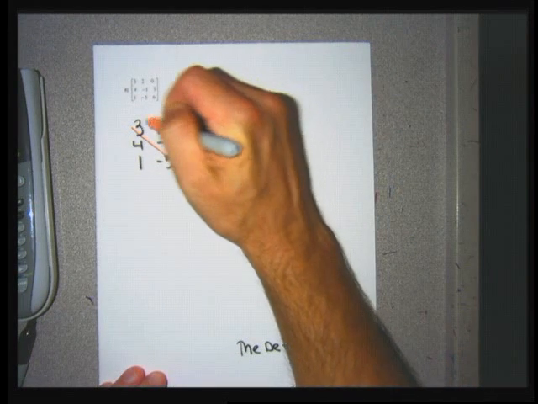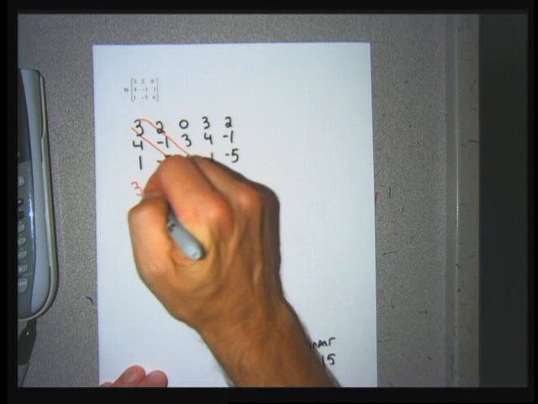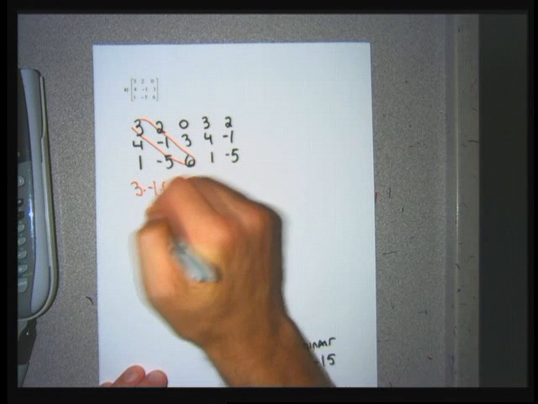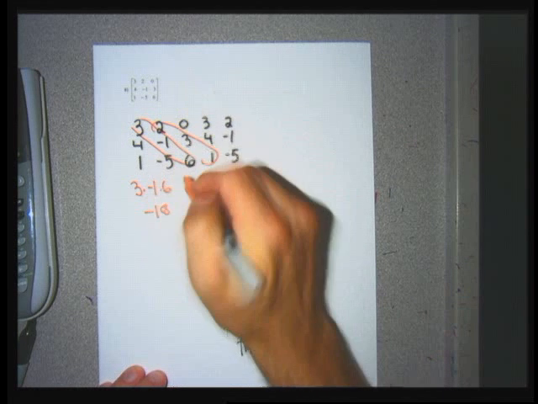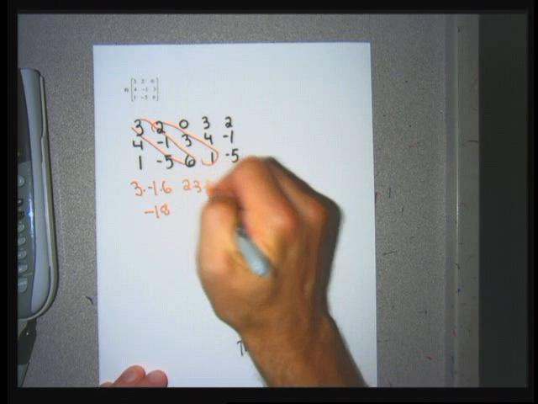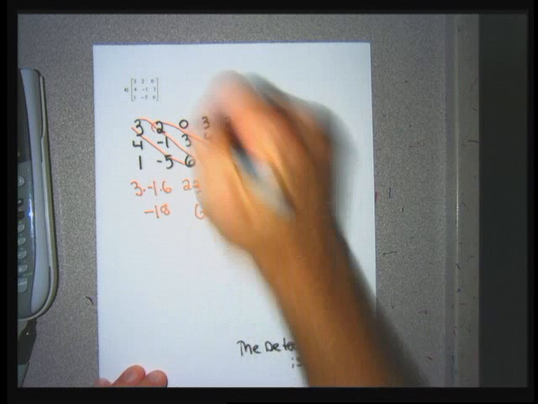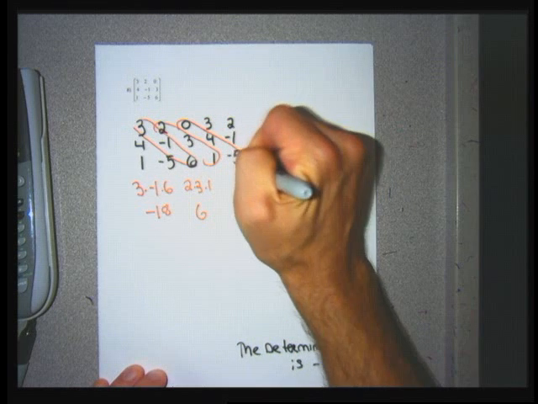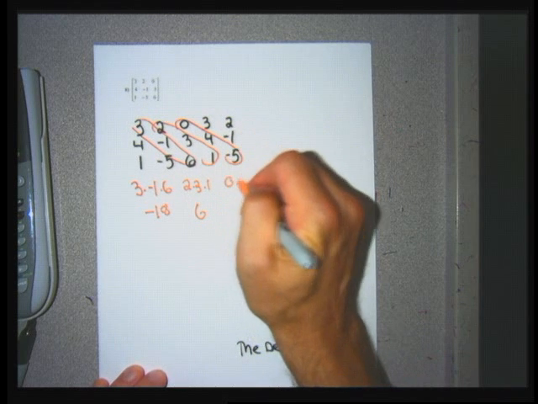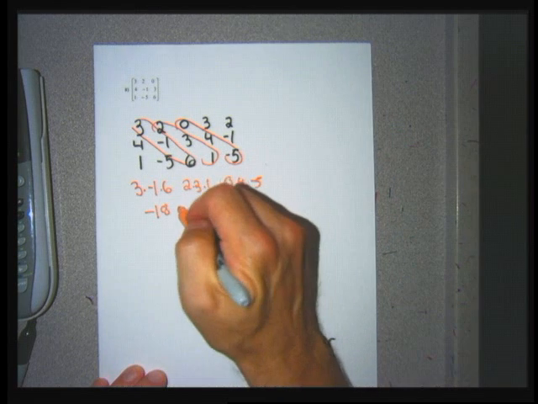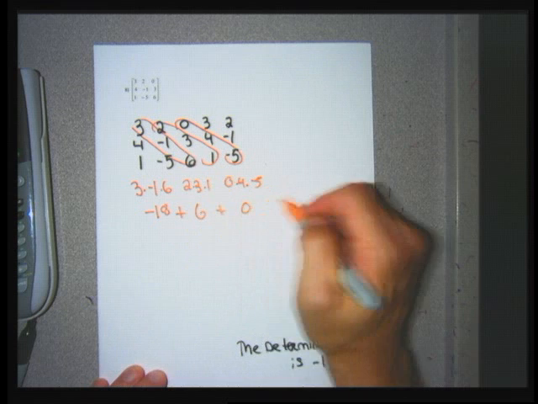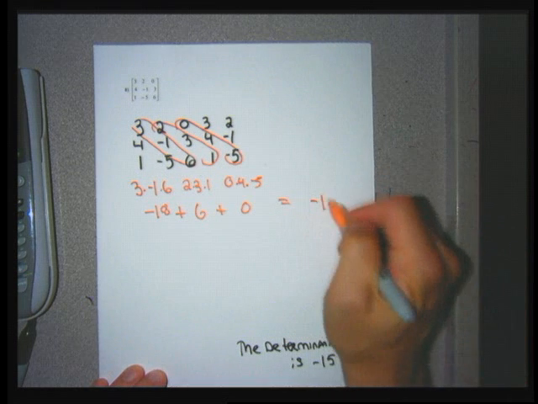Now I'm going to start multiplying down. 3 times negative 1 times 6 is negative 18. 2 times 3 times 1 is 6. And 0 times 4 times negative 5 is 0. I'm going to add those numbers. I go negative 18 plus 6 plus 0. When I add those, I get negative 12.